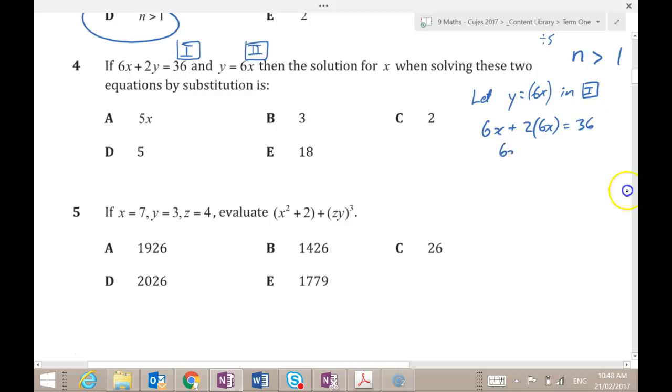So now we've just got to simplify this. 2 lots of 6x are 12x. So that's 18x equals 36. What do I do to get x on its own? Yeah, divide by 18. And that one's pretty easy, isn't it? X is going to equal 2.